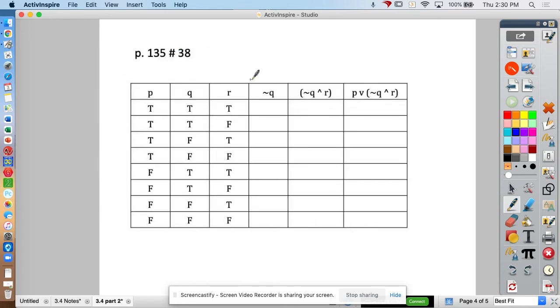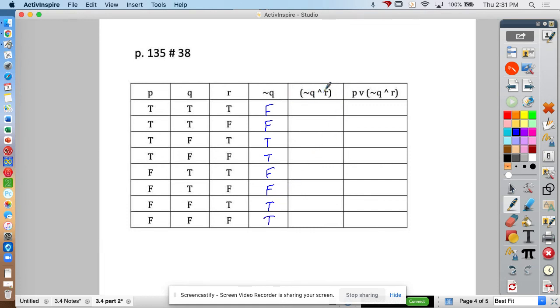This is number 38 on page 135. Still same thing. Negation of Q. Grouping parentheses, not Q and R. And then the whole thing is going to be P or the group. All right, so negate Q, that's here. Opposite: false, false, true, true, false, false, true, true.